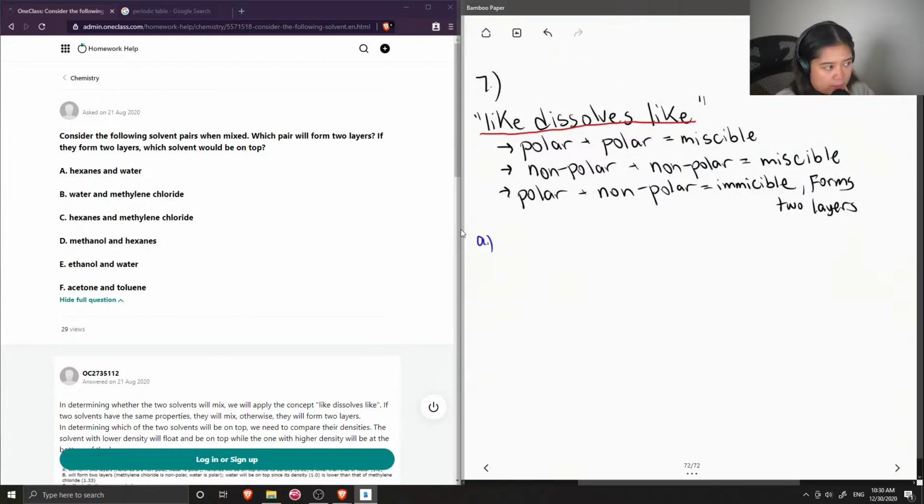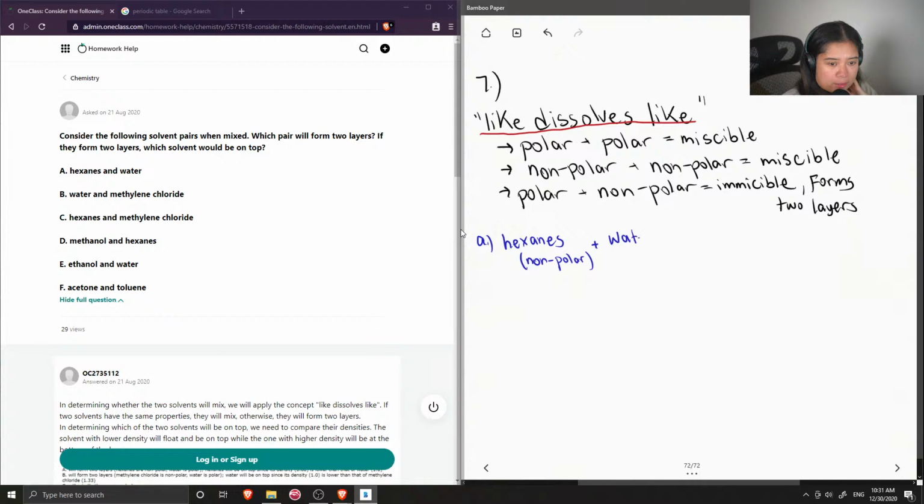Okay, so let's start off with hexanes and water. Hexanes are nonpolar, so they only contain carbon and hydrogen, and those are all nonpolar bonds. Carbon and hydrogen have a similar electronegativity, so there are no dipole moments involved. So this is a nonpolar substance.